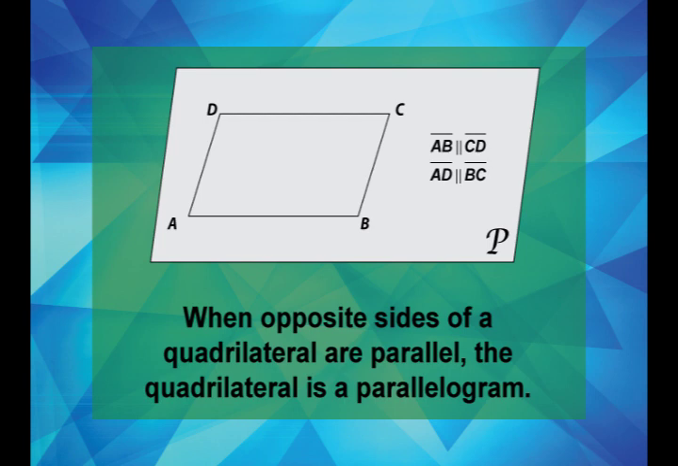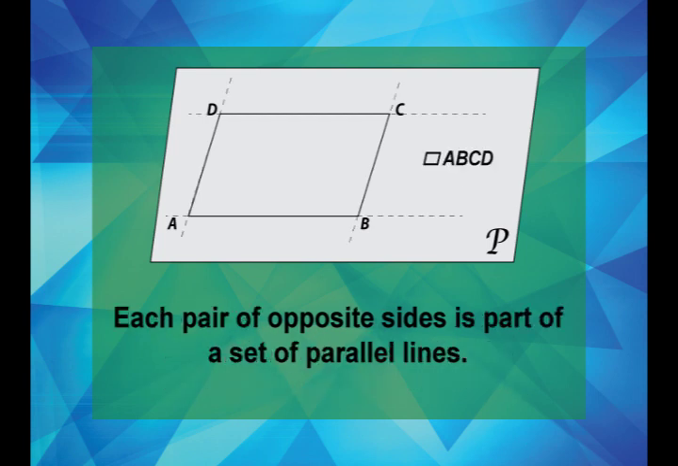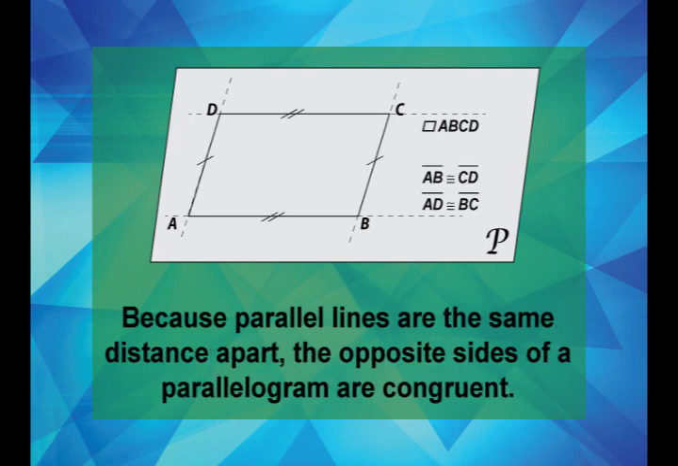This quadrilateral is a parallelogram. Opposite sides are parallel to each other. Each pair of opposite sides is part of a set of parallel lines. Because parallel lines are the same distance apart, the opposite sides of a parallelogram are congruent. The important thing to note is that the congruent opposite sides are a direct result of both sets of sides being parallel.